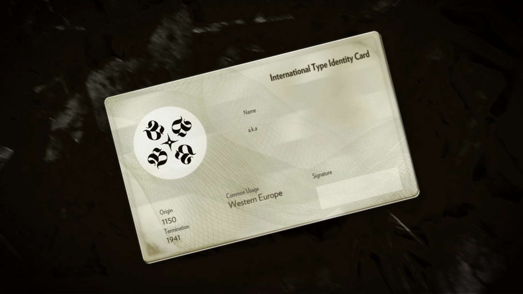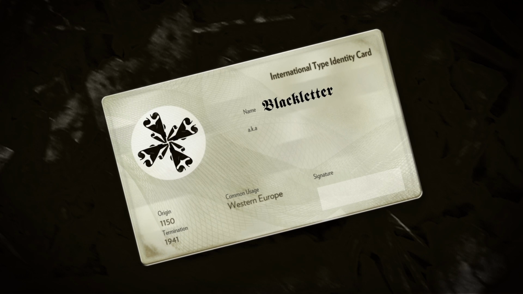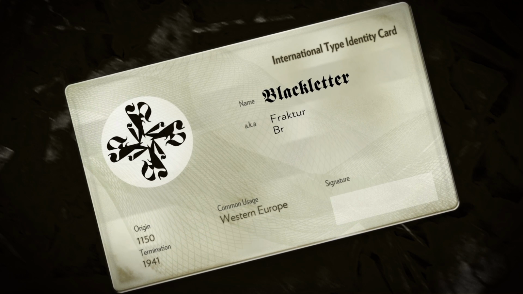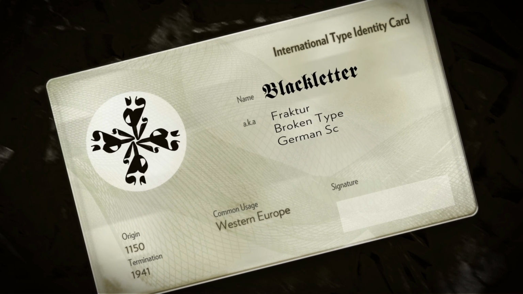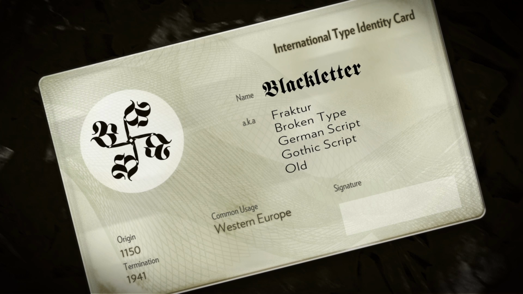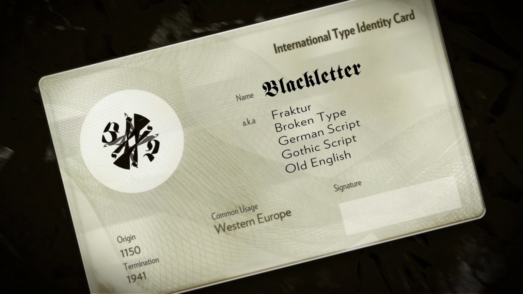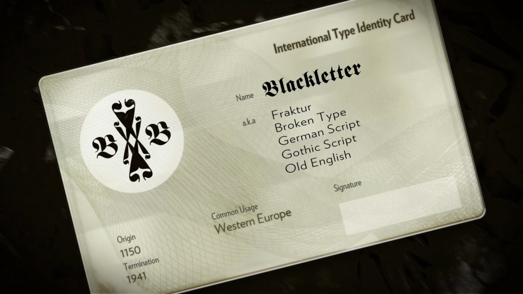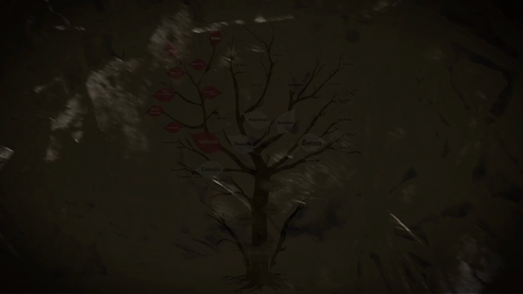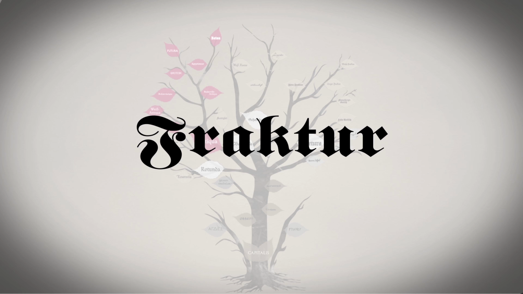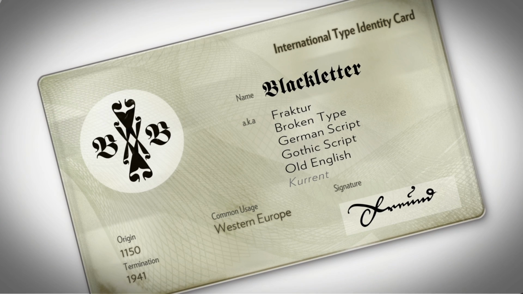The broad term for this ancient script is blackletter, but there are many other words that describe this antiquated style of writing. Fraktur or broken type, German script, Gothic script or Old English. To avoid any confusion, blackletter is the name for any printed script. The name of the handwriting is cursive. Let me explain these. On the one hand, Fraktur is a notable script of this type. However, it is also used as a collective name for all blackletter types.